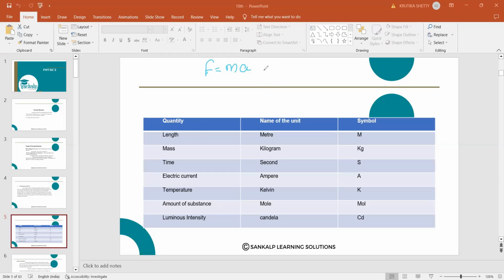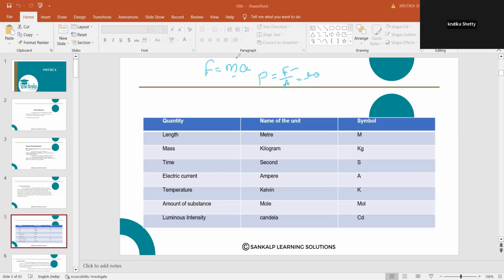Then next I'll take the pressure. The pressure is expressed in terms of force per unit area. Force depends on mass, mass into acceleration. Area is length into breadth, so length comes under the fundamental quantity. So I want to say here that only 7 are the fundamental quantities in physics. Remaining all are called the derived quantities.